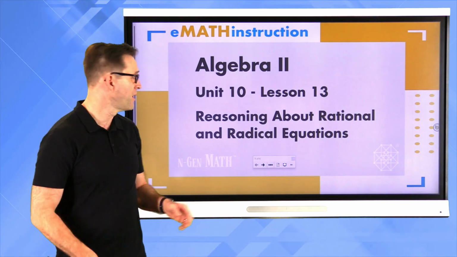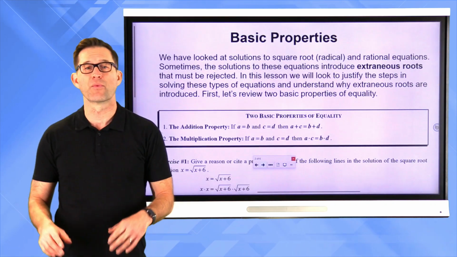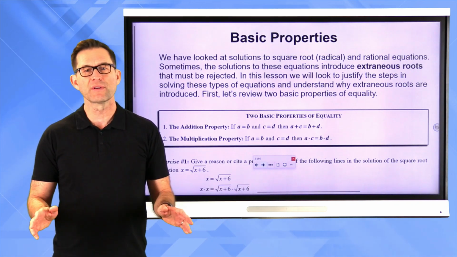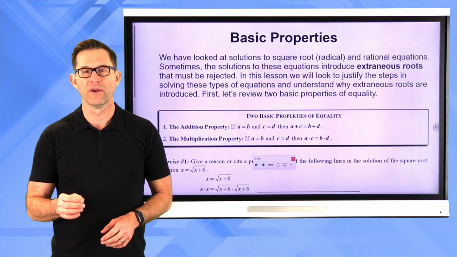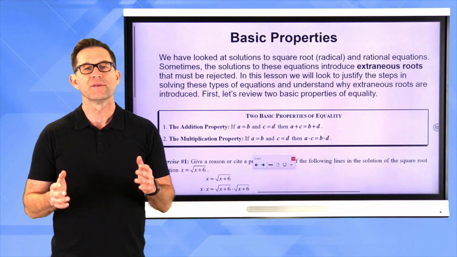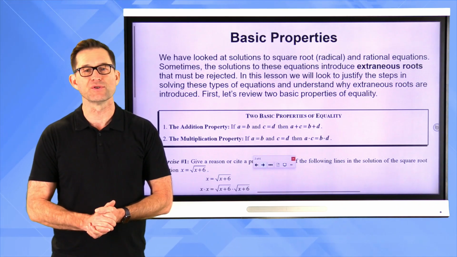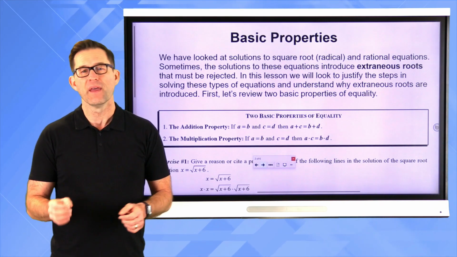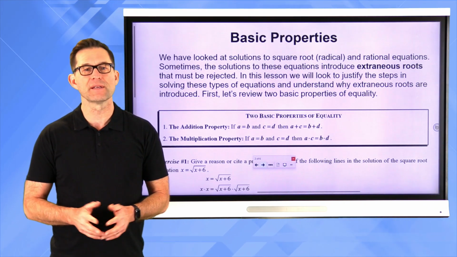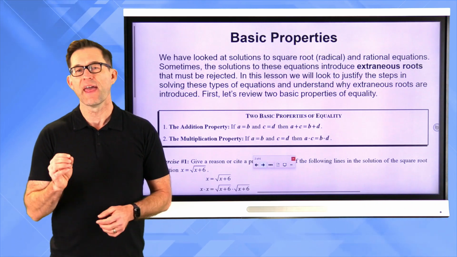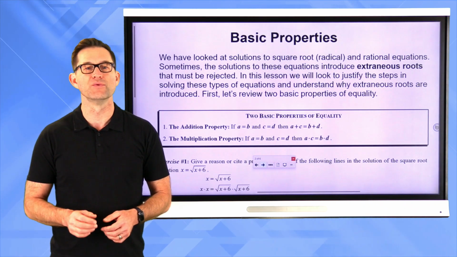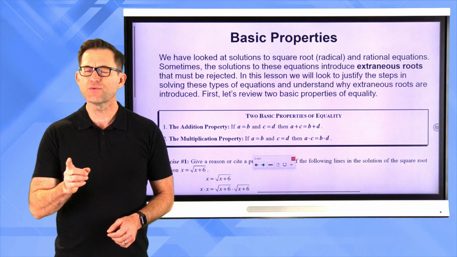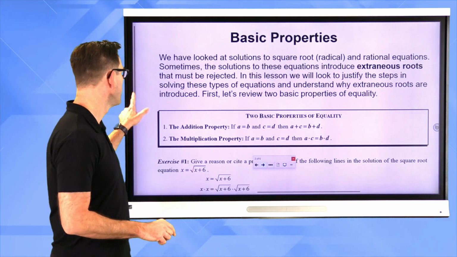Let's jump right into it now and first take a look at some radical equations. Now we've looked at solutions to square root radical equations and rational equations. Sometimes the solutions to these equations introduce extraneous roots that must be rejected. In this lesson we will look to justify the steps in solving these types of equations and understand why extraneous roots are introduced. First, let's review two basic properties of equality.